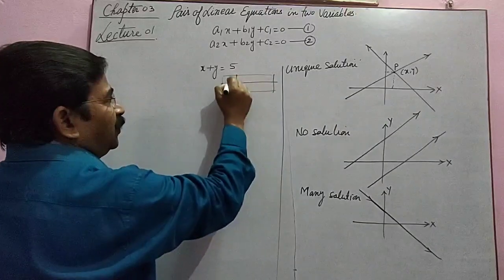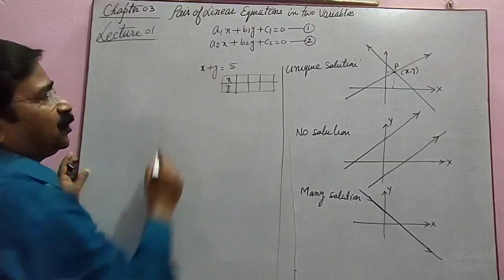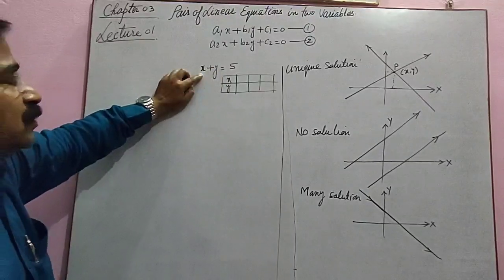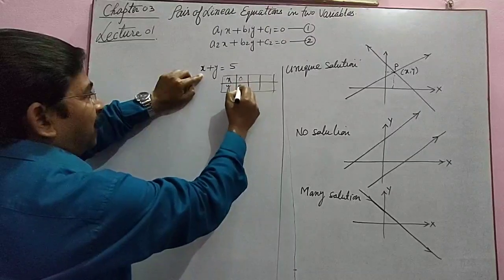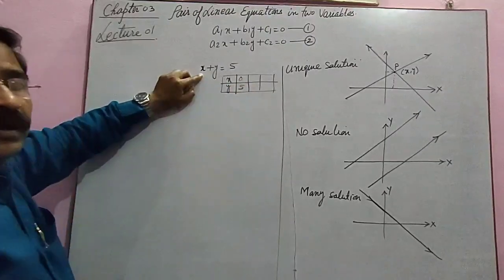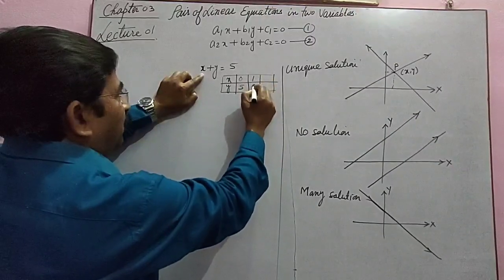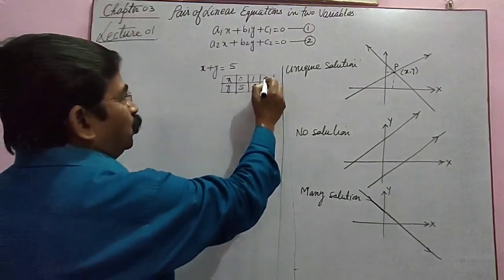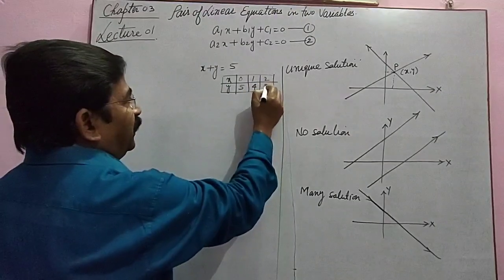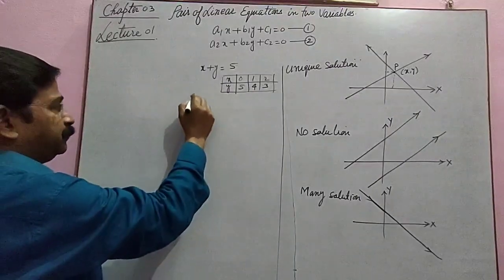You have drawn the x and y axes in class 9. Put x is equal to 0. If you take x is equal to 0, then what is the value of y? 5. If you take x is equal to 1, then what is the value of y? That is 4. If you take x is equal to 2, then what is the value of y? 3. Let's plot the graph, a rough diagram.